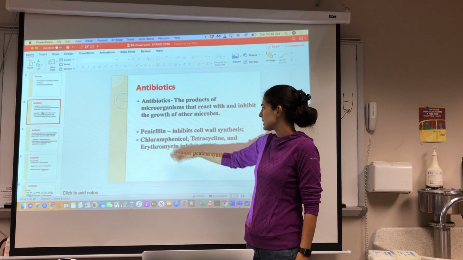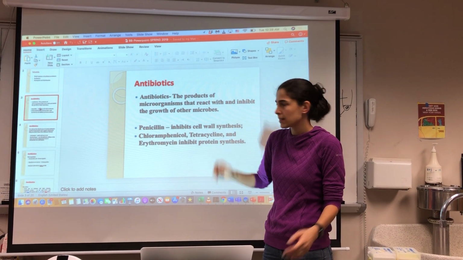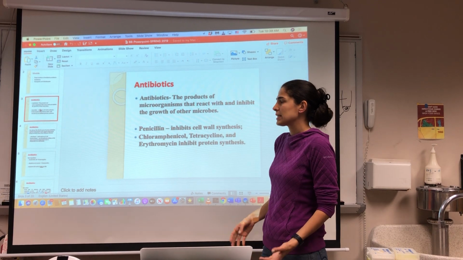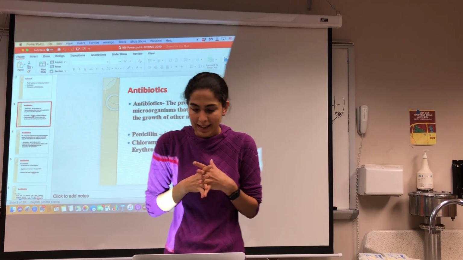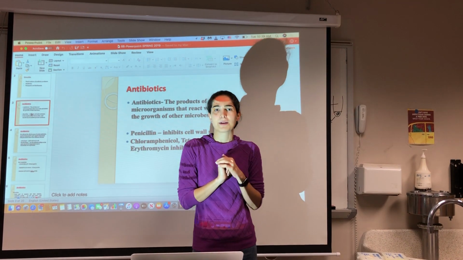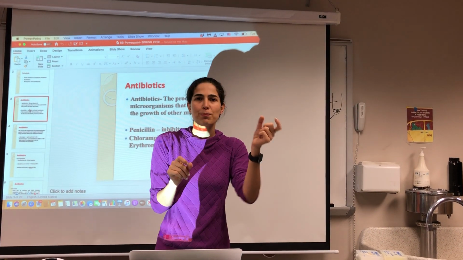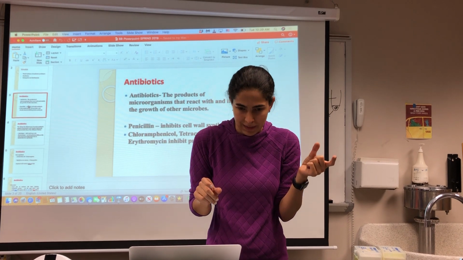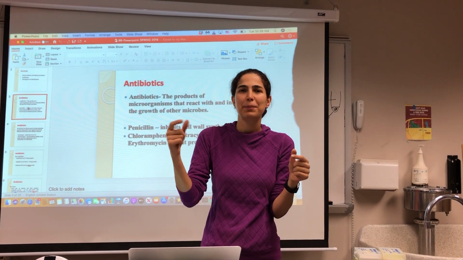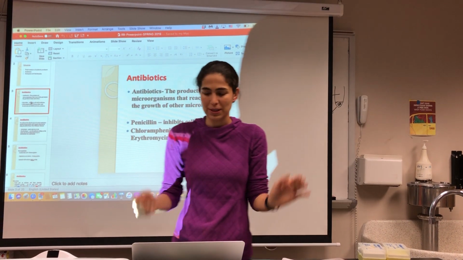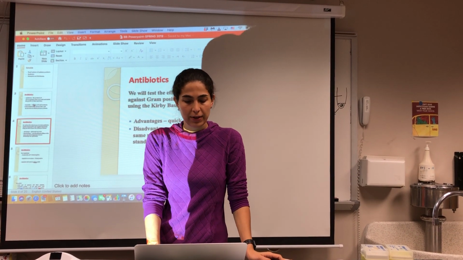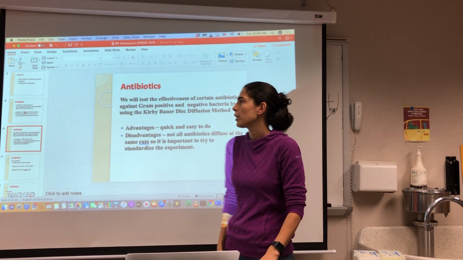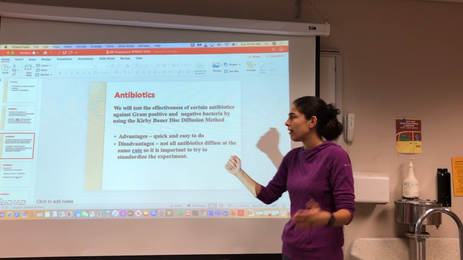For example, penicillin inhibits cell wall synthesis. An antibiotic is the product of a microorganism, and the beauty of that is it reacts and inhibits the growth of other microbes. So it's produced by some kind of microorganism and reacts and inhibits the growth of other microorganisms. It's really interesting. We have different kinds of antibiotics.